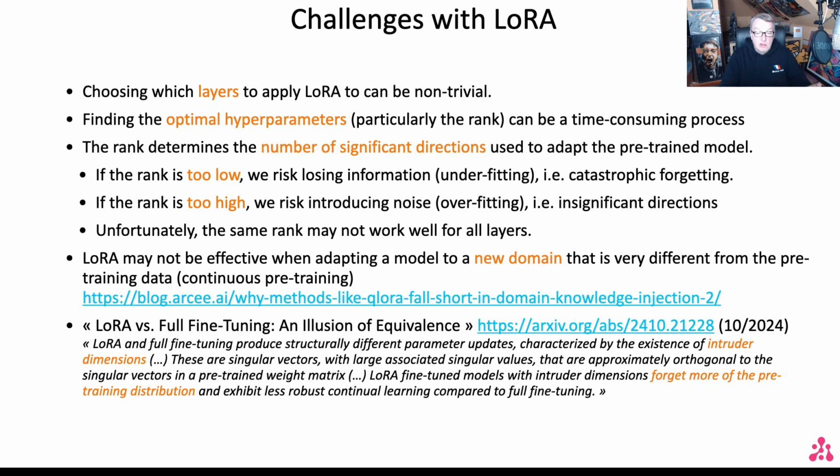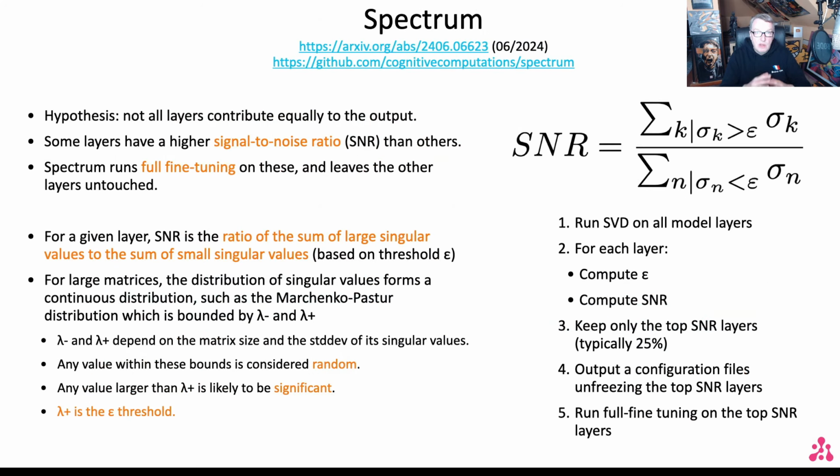So now let's talk about Spectrum. Spectrum makes a very different hypothesis. It's still trying to reduce the number of parameters that we train, but Spectrum says that not all the model layers have an equal contribution to the output and to the quality of the output. So it defines a signal to noise ratio for layers.